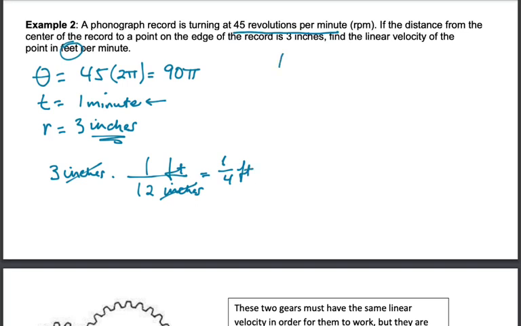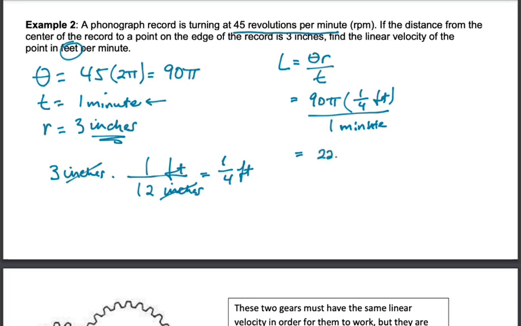All right, using your formula for linear velocity, we do theta times r divided by time. My theta is 90 pi. My radius is 1/4 feet. And then over time, I'm doing that in 1 minute. So if you multiply that out, you're going to do 90 times 1/4, which is 22.5 pi, and then that's feet per minute. Or if you got a total decimal by multiplying pi into the answer, you'd get 70.685 feet per minute.